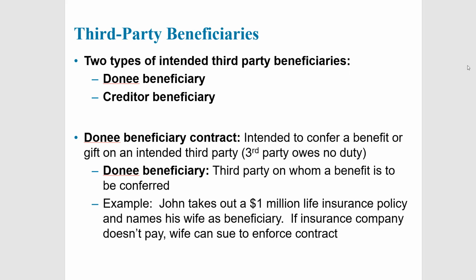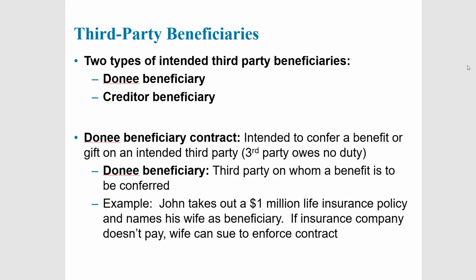So there are two intended third-party beneficiaries. Those are donee beneficiaries and creditor beneficiaries. A donee beneficiary is someone to whom a benefit or gift is going to be conferred. So the contract, by its nature, intends to benefit them in some way, even though they don't owe any duty under the contract. They're basically getting a gift or some kind of benefit without having to do anything. So the donee beneficiary is that third party who is going to benefit.